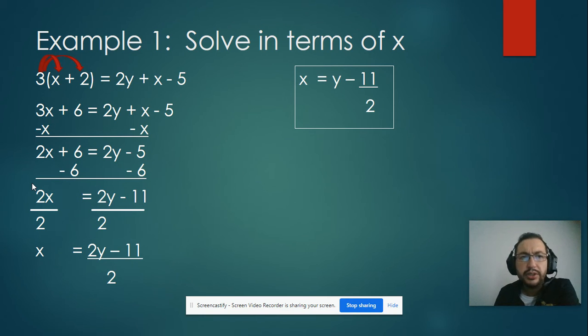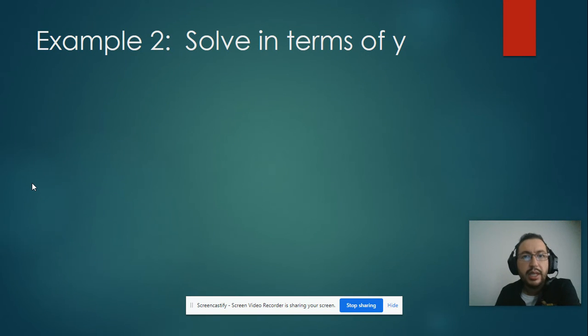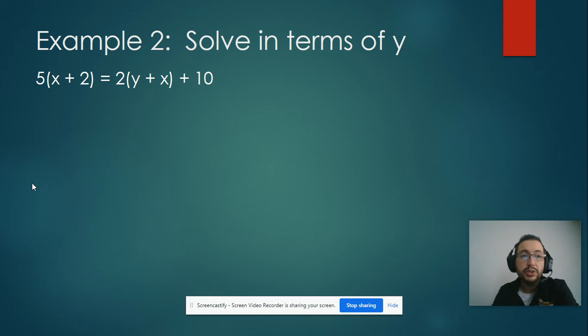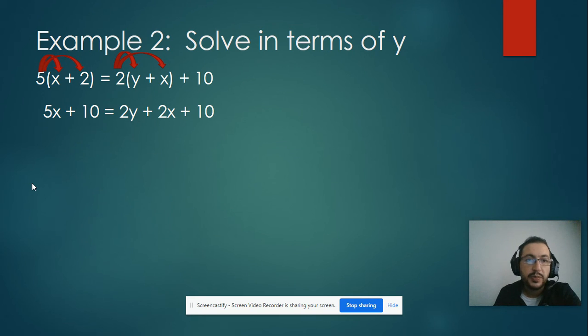Okay, let's go over another example. In this case, we're going to solve in terms of y. We have 5 times (x plus 2) equals 2 times (y plus x) plus 10. First thing we should do is get rid of the parentheses, or use the distributive property, to simplify. So it will be 5 times x, 5 times 2. And on the right side it will be 2 times y, 2 times x. So we're going to have 5x plus 10 equals 2y plus 2x plus 10.